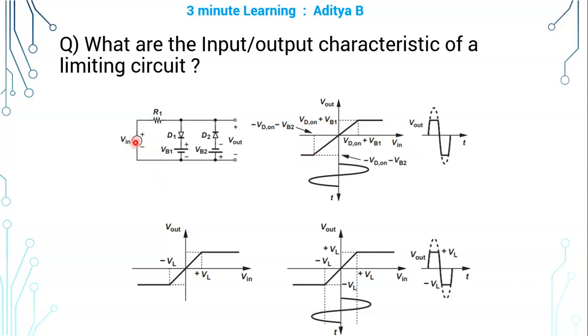So whenever input is in between VB1 and minus VB2 for ideal diodes, or whenever input is in between VB1 plus 1 diode drop and minus VD on minus VB2, at that time both the diodes are off. Both act as open circuit. Output follows input. As these two branches act as open circuit effectively, current through resistor R1 is 0, no drop is there across this resistor R1, output is nothing but input. Vout is equal to Vin.